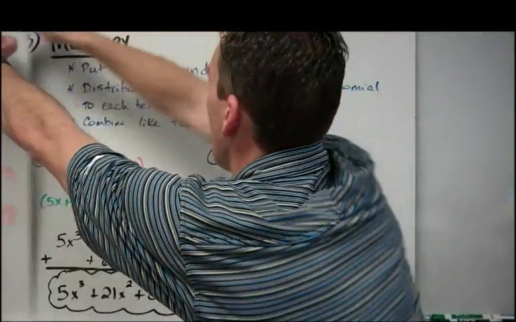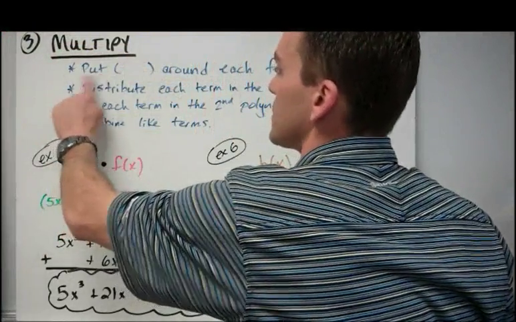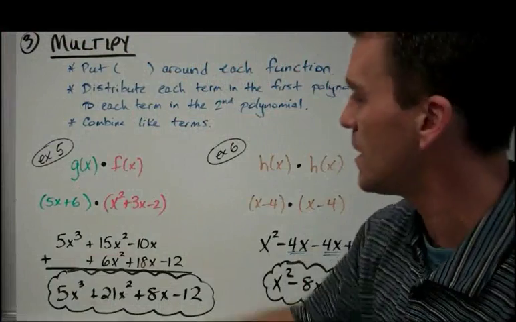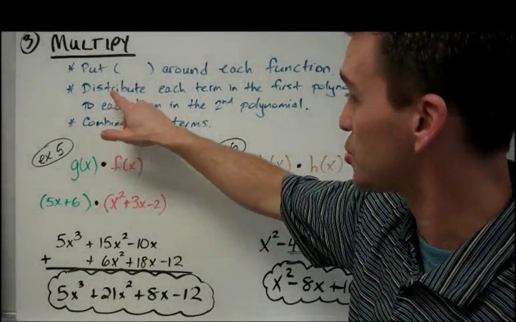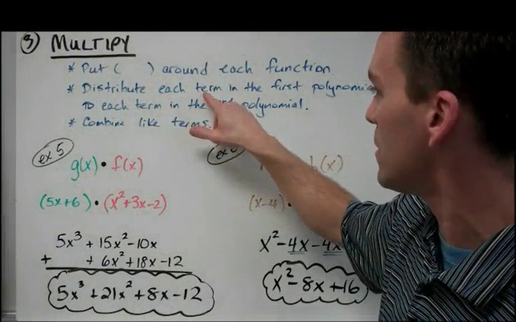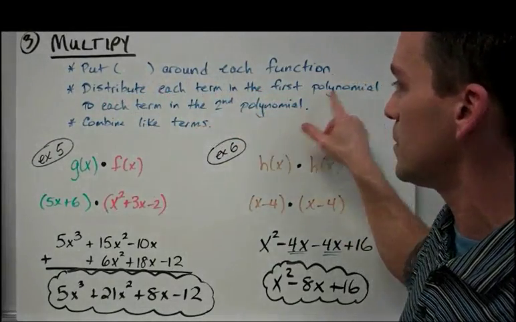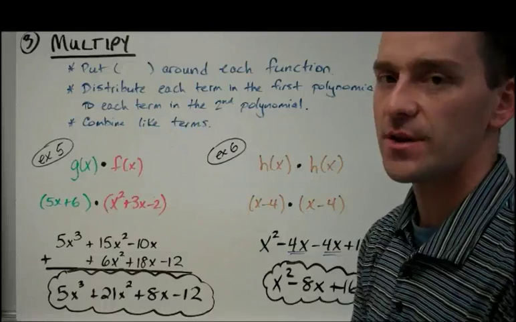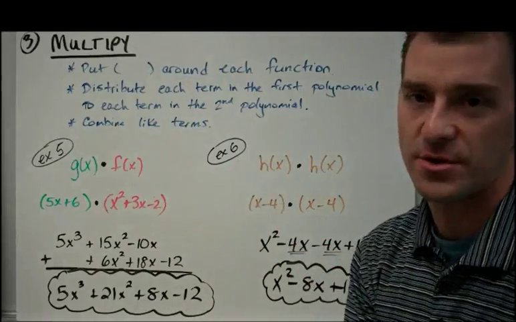Multiplying functions. Well, when you multiply functions, same thing applies. I would make sure I put parentheses around each function. Just kind of sets the stage for everything. And then you're going to, oh, here's a word, distribute each term in the first polynomial to each term in the second polynomial. Now, I'm going to actually look at example 6 first because it'll help you understand what you're doing.